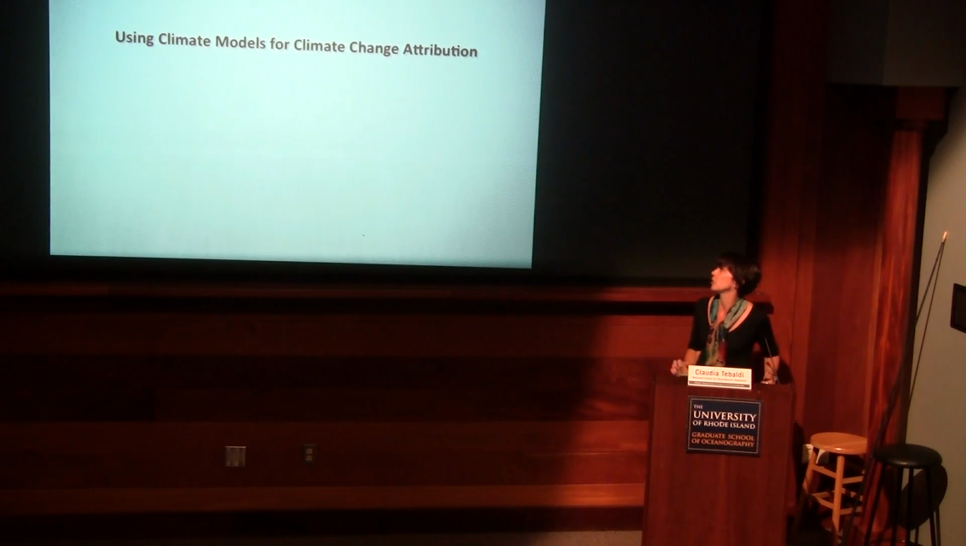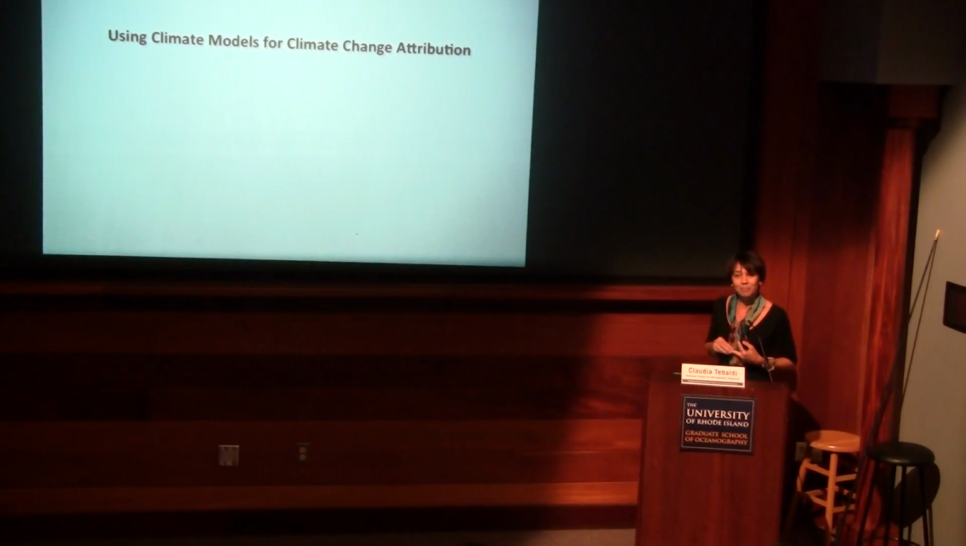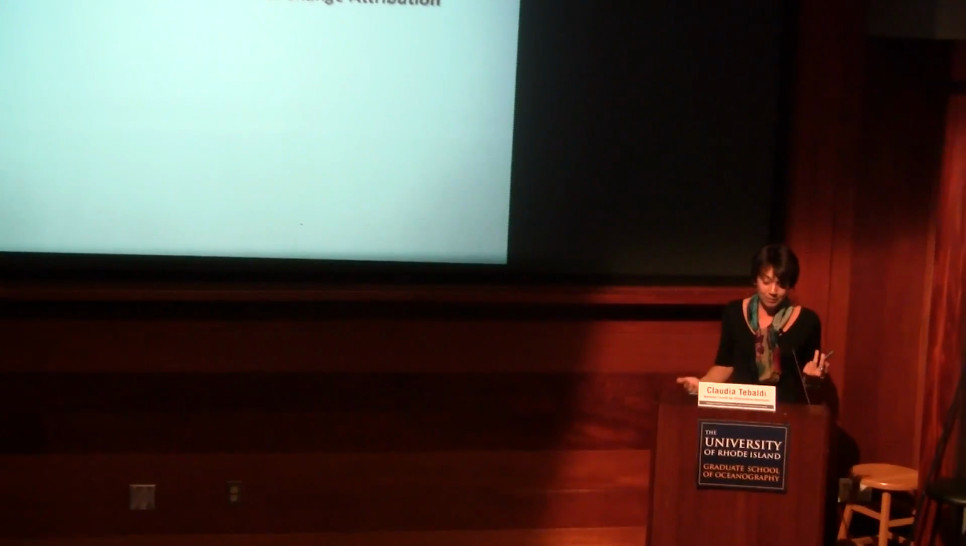Now, how do we use these models for stuff related to climate change? Well, one way we use them is actually to look at past changes and try to decide if these past changes are attributable to human causes. Not everything that changes in the past can straightforwardly be blamed on our carbon emissions, but some things can.